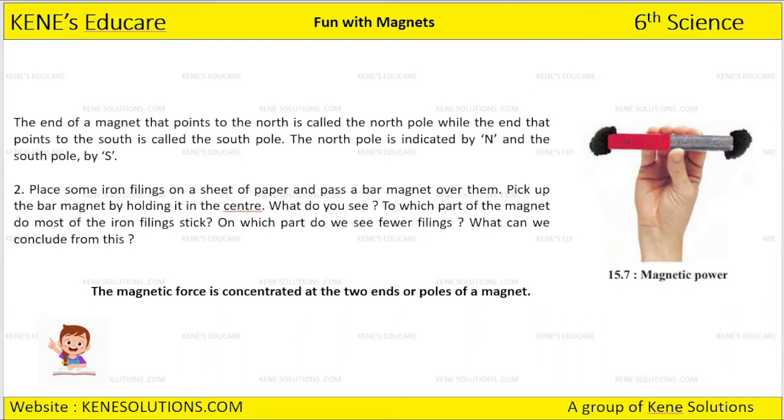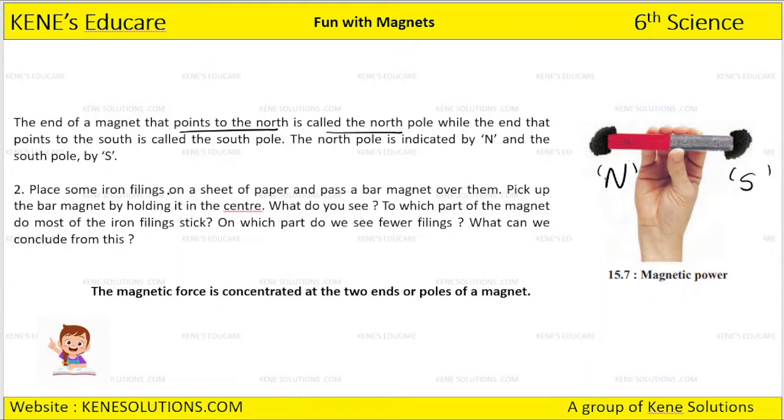Now, the end of magnet that points out to the north is called north pole. जो नॉर्थ को पॉइंट आउट करेगा उसको हम बोलेंगे नॉर्थ पोल. जो साउथ को पॉइंट आउट करेगा उसको हम बोलेंगे साउथ पोल. सो मैग्नेट has two poles. One is a north pole, another is a south pole. North pole is denoted by N, south pole is denoted by S.